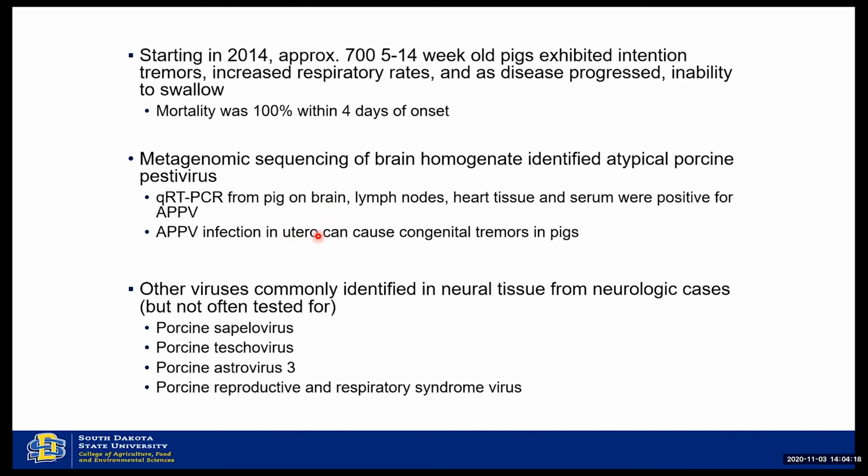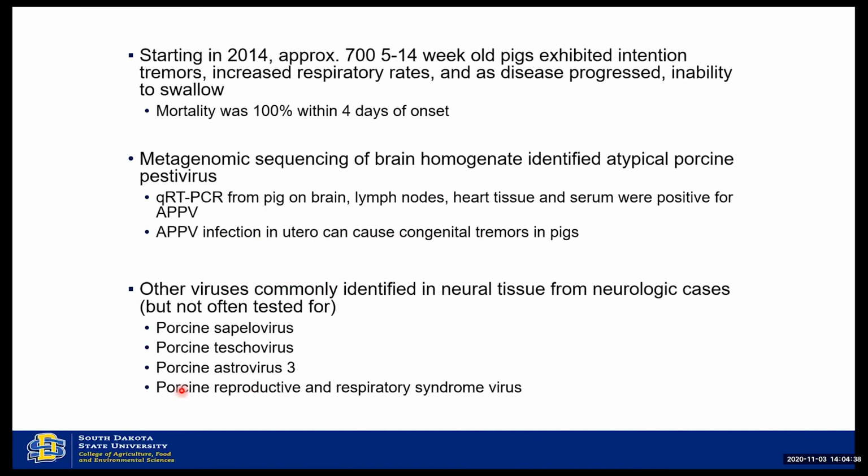Other researchers at ISU also working with this virus were able to show that infection in utero can cause congenital tremors. So again, clinical disease, we weren't sure what was going on, but the next-gen sequencing, metagenomic sequencing allowed us to identify this novel emerging virus.